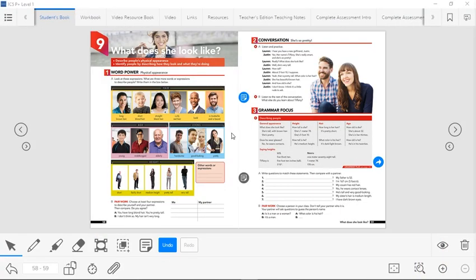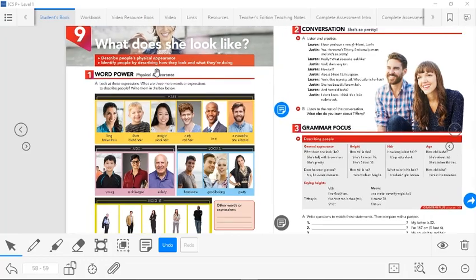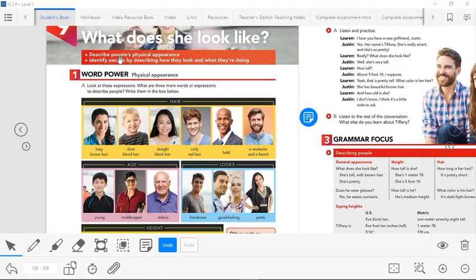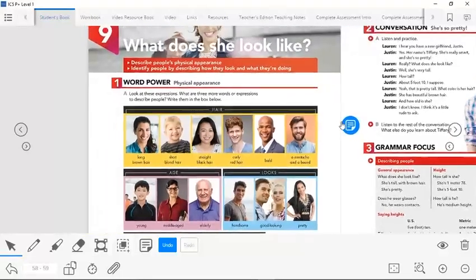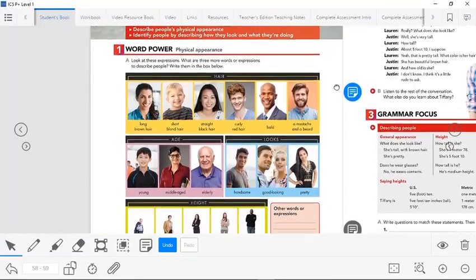Okay, let's start with Unit 9, with the book. What does she look like? Today we're gonna be talking about describing people's physical appearance, and in the next video we're gonna be identifying people by describing how they look and what they're doing. Okay? But for now, we're gonna start with the word power that is physical appearance.